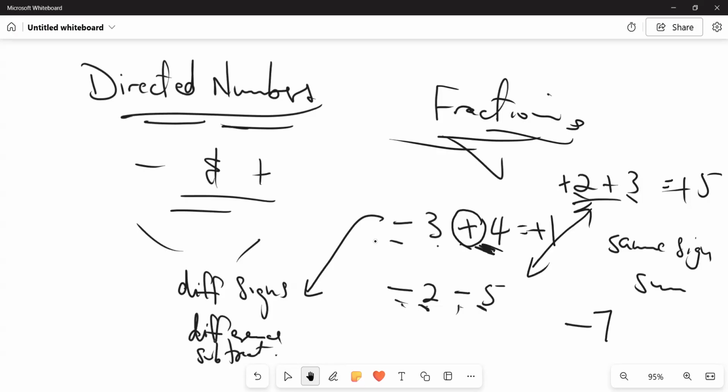So remember that. Same sign, sum. Different sign, find the difference. In the case of the sum, you keep the sign. In the case of the difference, you keep the sign of the one with the larger magnitude.